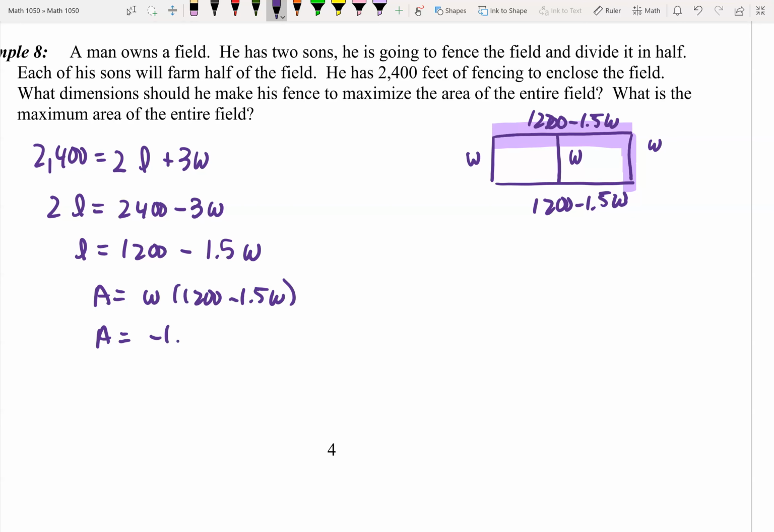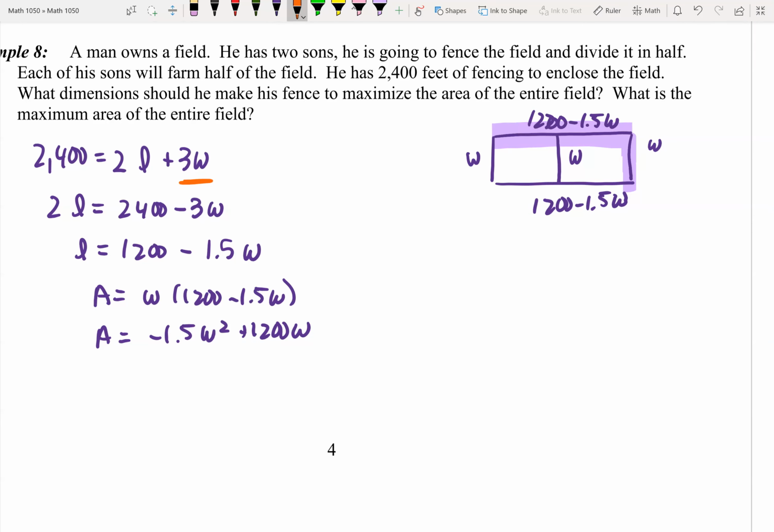Yes, sir? So like the W in the middle, the width one, that doesn't affect the area at all? It doesn't, because the area of a rectangle is always just length times width. But we did include that W over here, so it affected the representation of the length. Does that make sense?